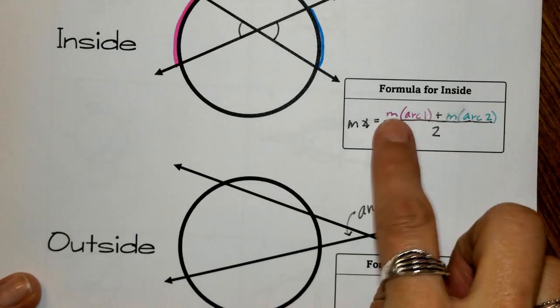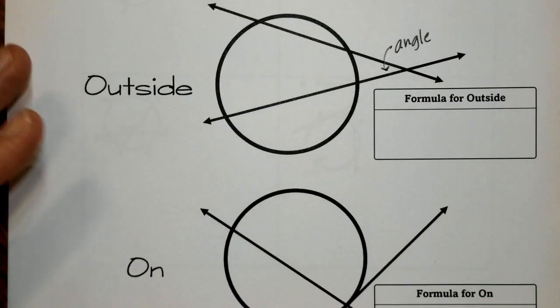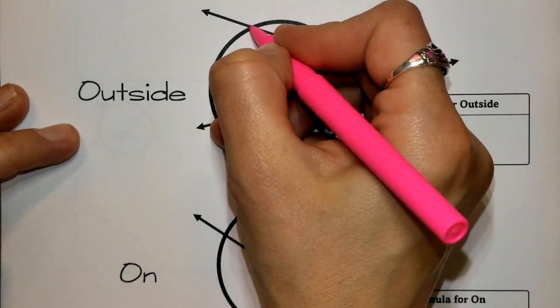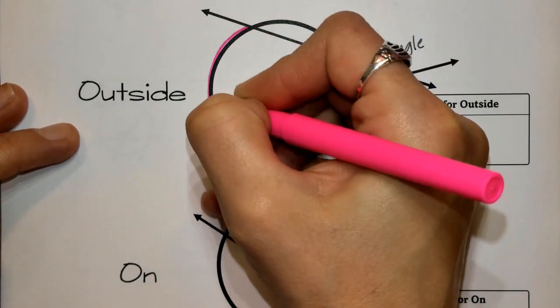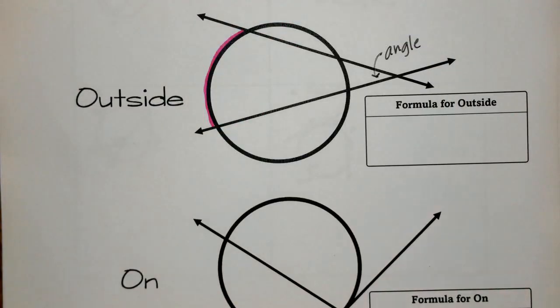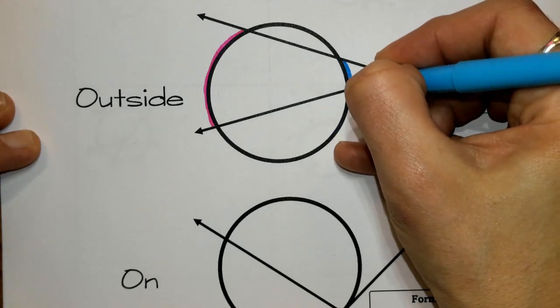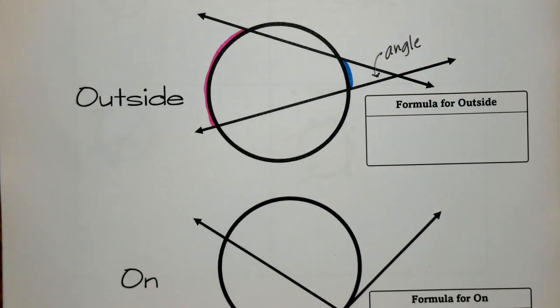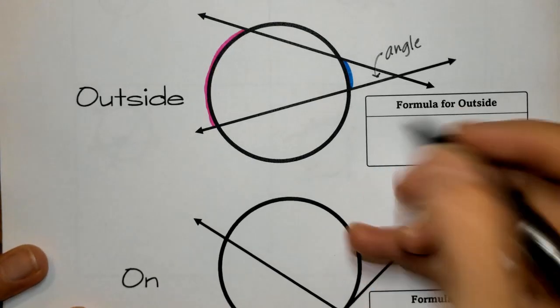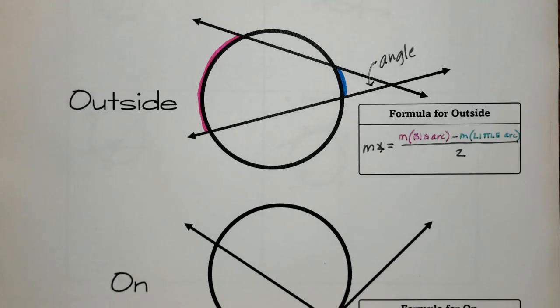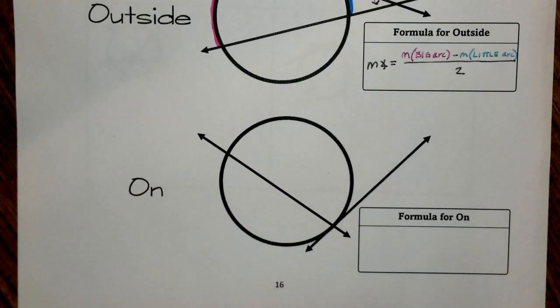Up here I told you it doesn't matter which one's arc 1 and which one's arc 2, but this one does matter. So we're going to take the larger arc, which is the furthest one away from the angle, and subtract the smaller arc, the one closer to the angle, and then divide by 2. If we do it the other way around, we get a negative, and we can't have a negative. So we'll go ahead and write in that formula now. Here's that formula. I've got my corresponding colors, so we can see exactly what we're taking.